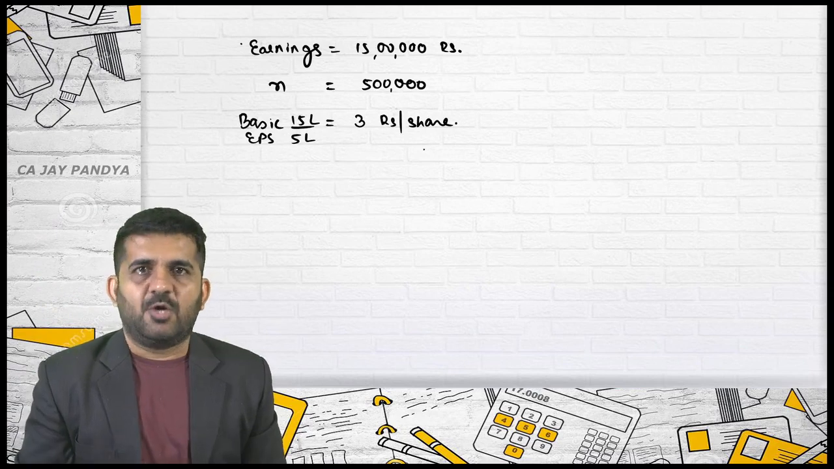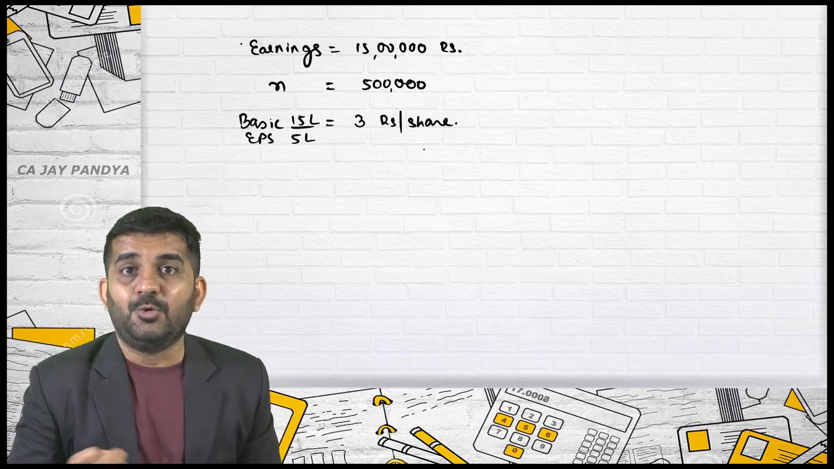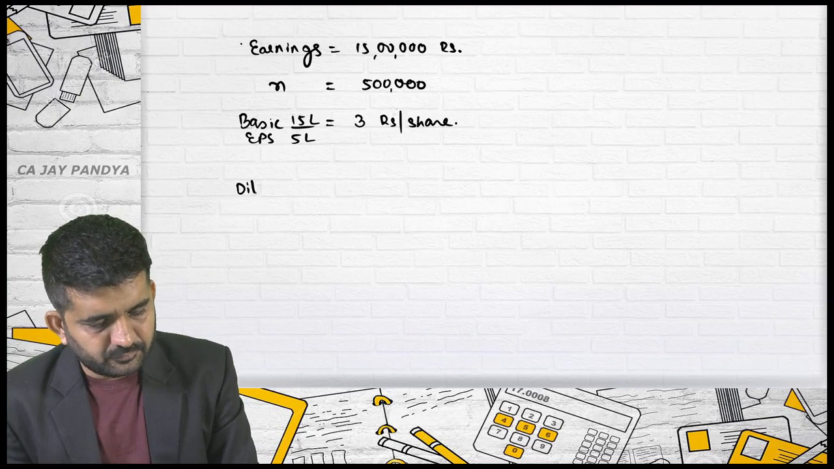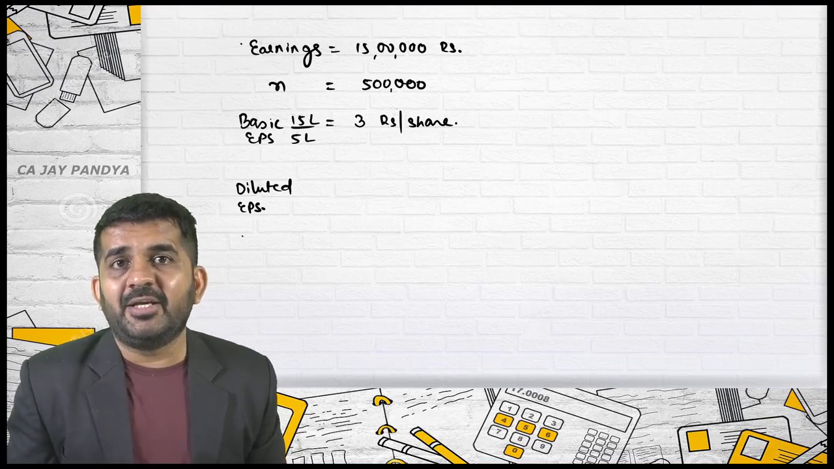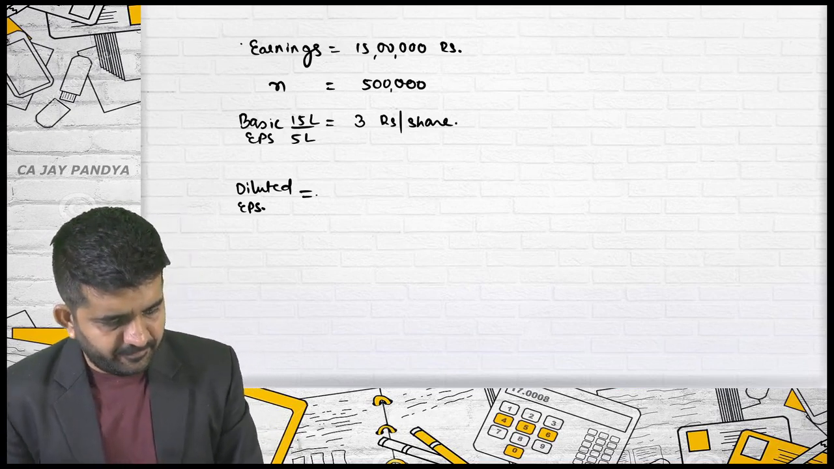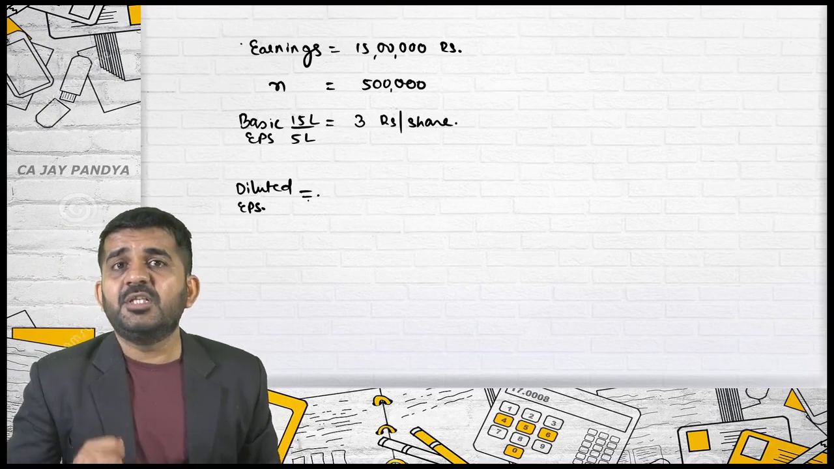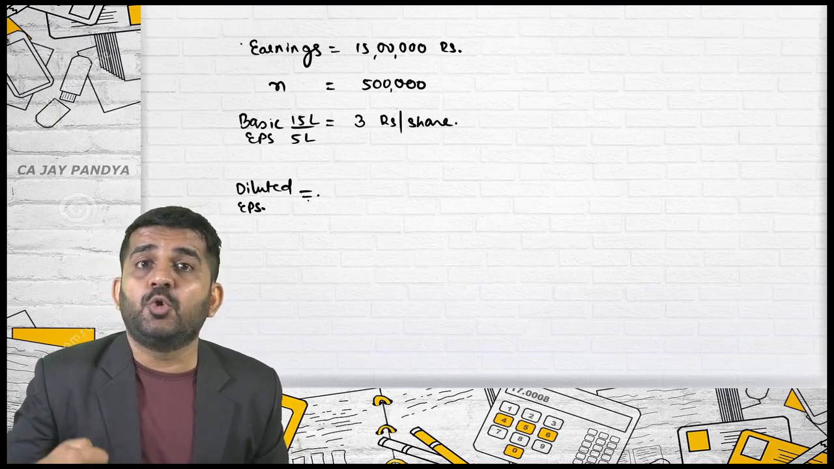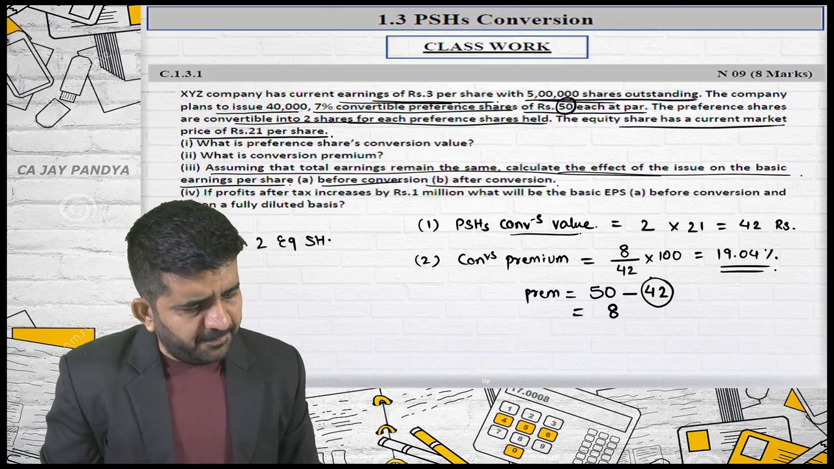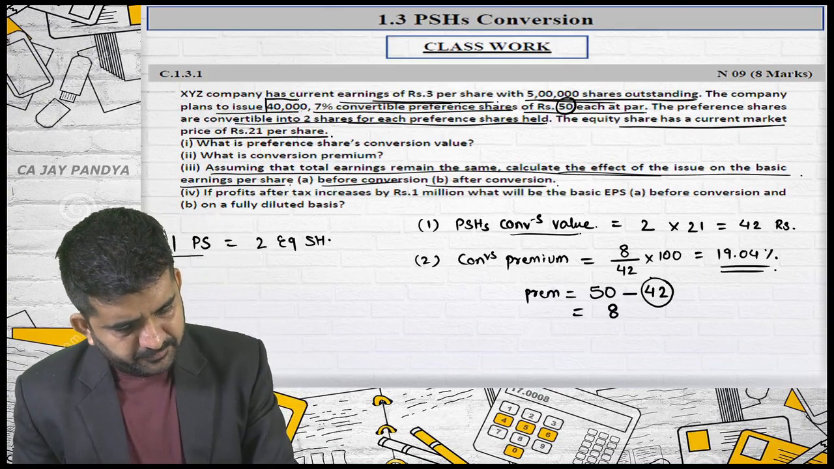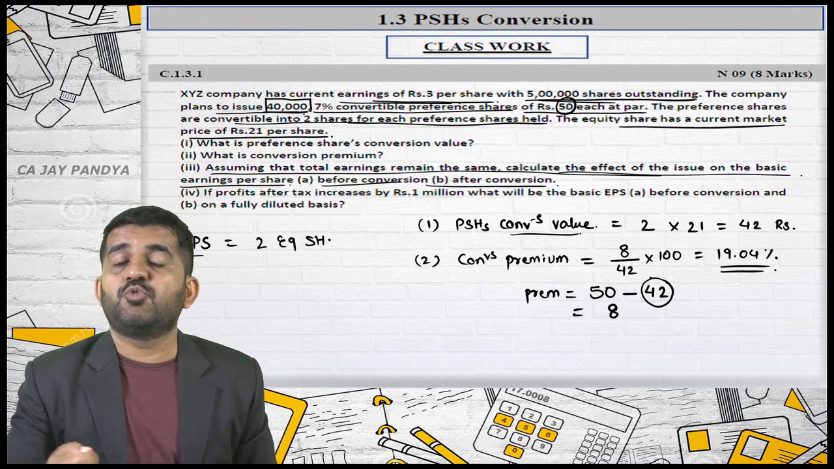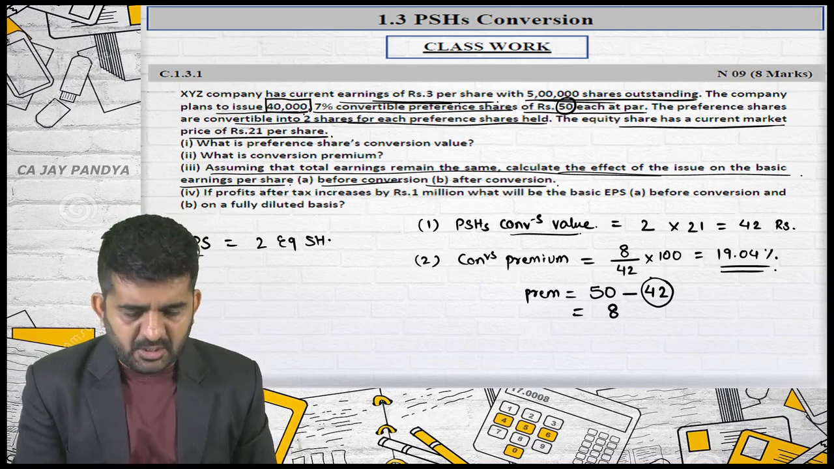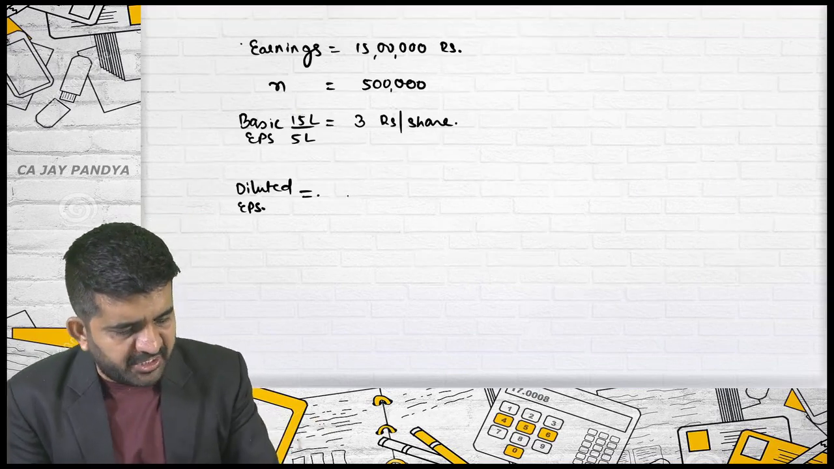Now, if you have learned accounting standards, there is a concept of diluted EPS. What is diluted EPS? It is if these preference shares are converted into equity shares. Now, how many preference shares are issued? 40,000. Each preference share will be converted into 2 shares. So total 80,000 shares will increase.